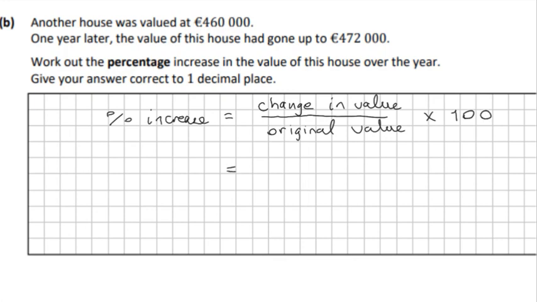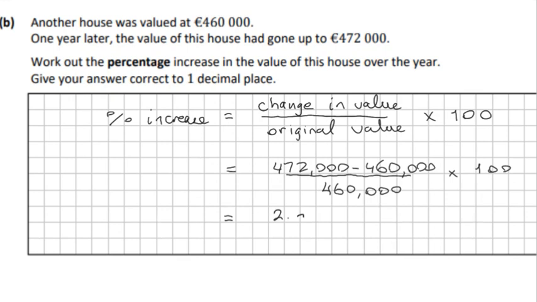So let's substitute in our values. The change is 472,000 minus 460,000. So that's 12,000 of a difference, all over the original amount. So make sure you put it over the actual starting value as it's working from that level. So that's 12,000 over 460,000. Calculate it out with your calculator, and we will get 2.6%. Rounding up, we have one decimal place, so that's complete.